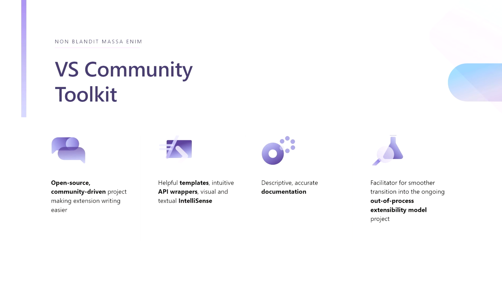And we're also providing more descriptive and accurate documentation with more examples than ever. And also the end game of this toolkit is to provide a smoother transition into the out-of-process extensibility model, which is still a work in progress, but is coming very soon. And that model has the goal of also making writing your extensions easier while also making them more secure and more reliable. So as an experiment, let's try to write that same extension using the Community Toolkit in order to see the differences.